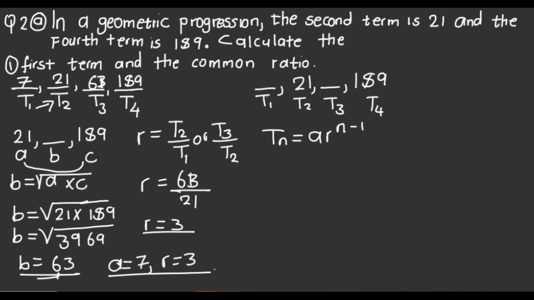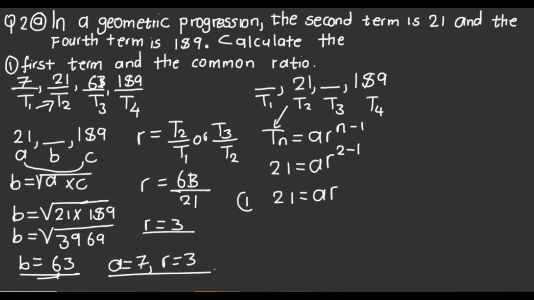So let's find first the equation for the second term. For the second term, where there is Tn, you substitute the number of that position. So since on the second position we have 21, where there is Tn, we put 21 is equal to A, we don't have, then times R, we don't have, n is the number of terms, which is 2 minus 1. Remember, second term, that's where the value of 2 is coming from, which is 21 is equal to A R raised to the power n minus 1, which is 2 minus 1 is 1.